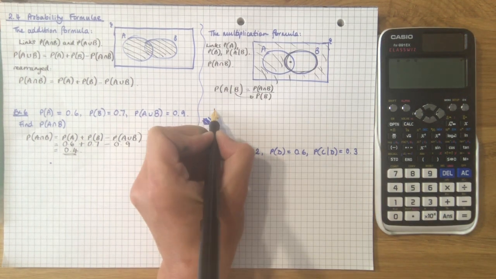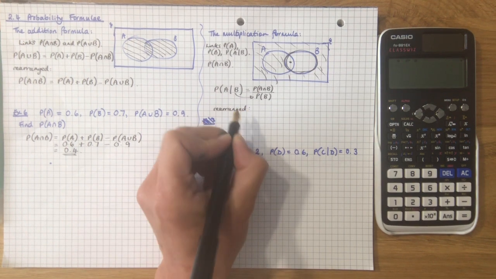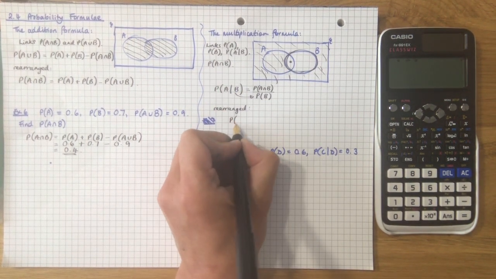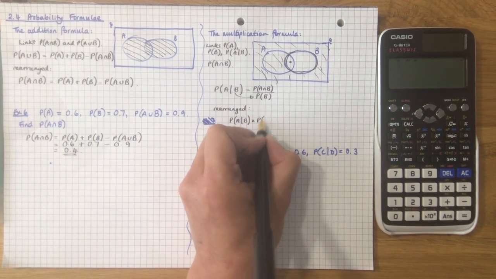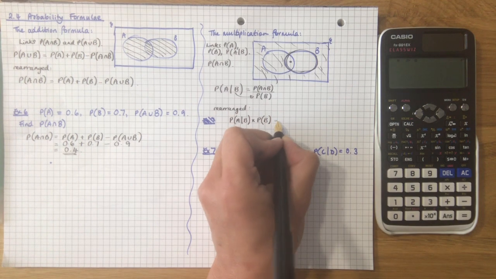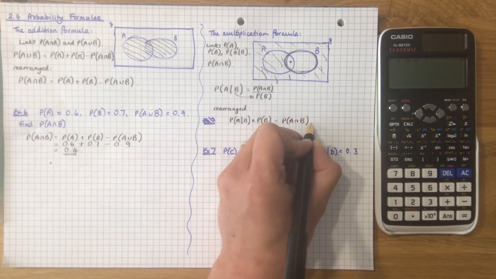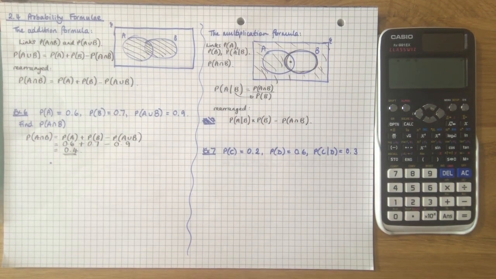Now, I can rearrange this by multiplying the probability of B up to the other side. So I could say the probability of A given B multiplied by the probability of B is equal to the probability of A and B. So let's look at this one in action.